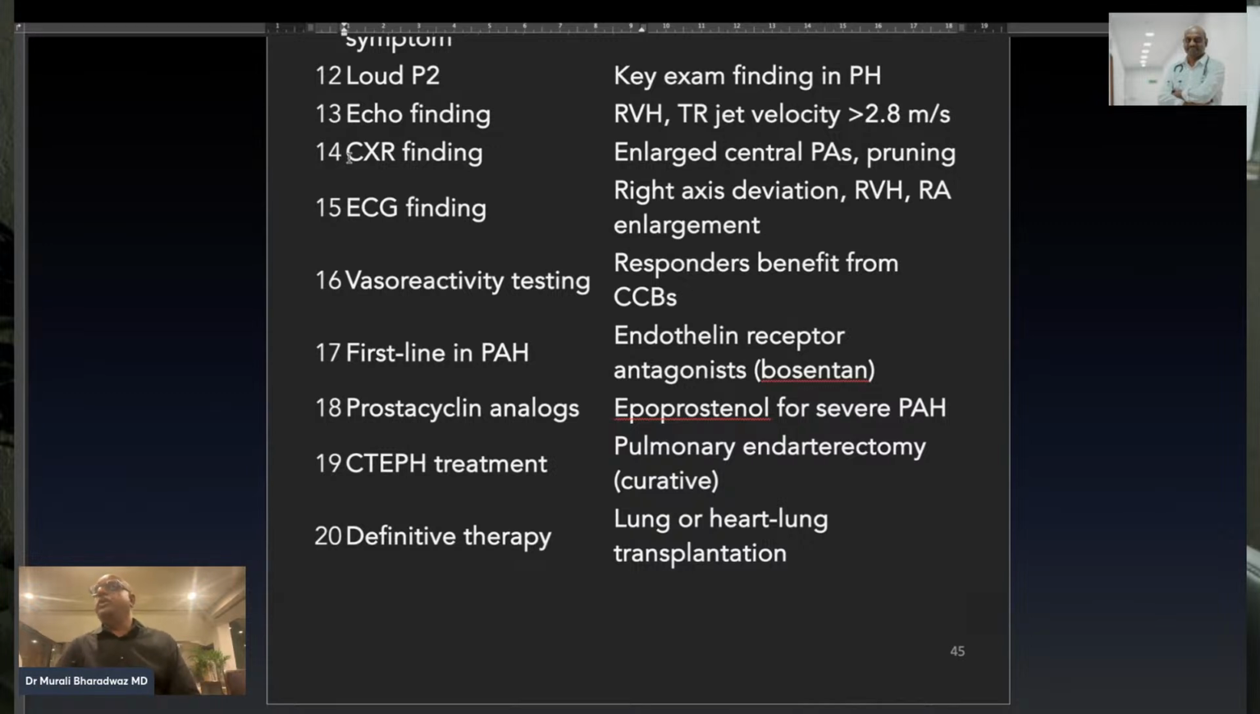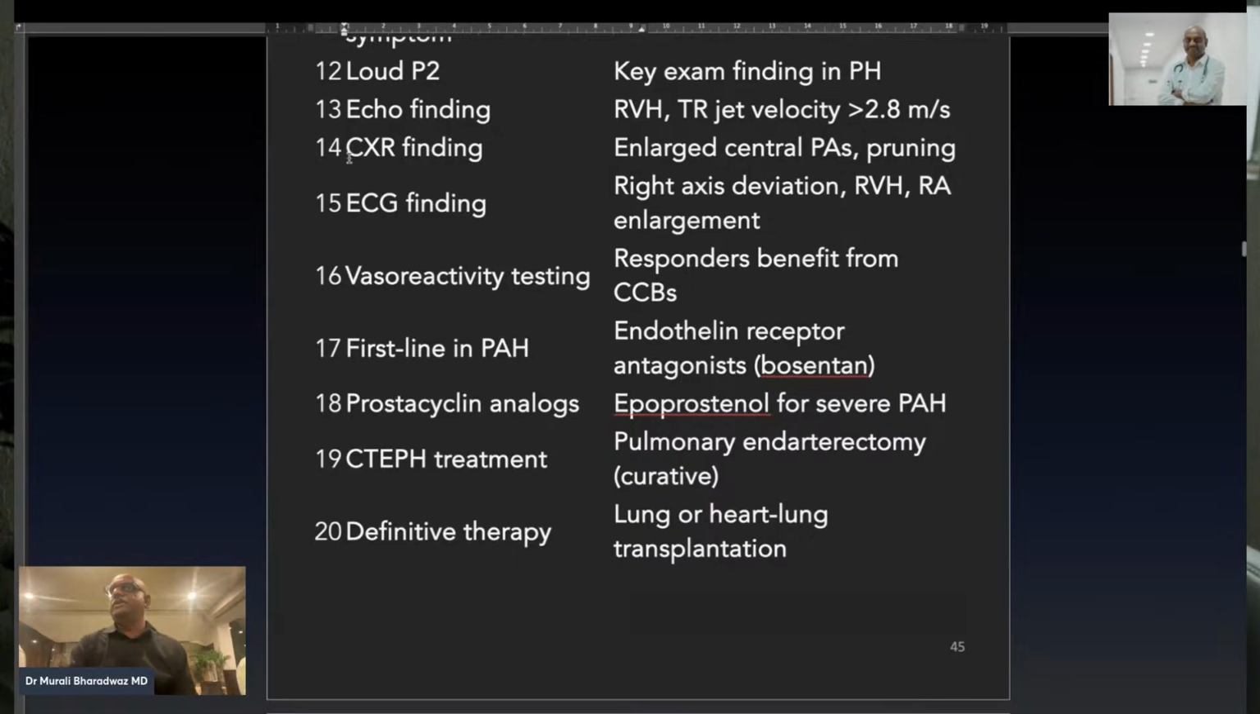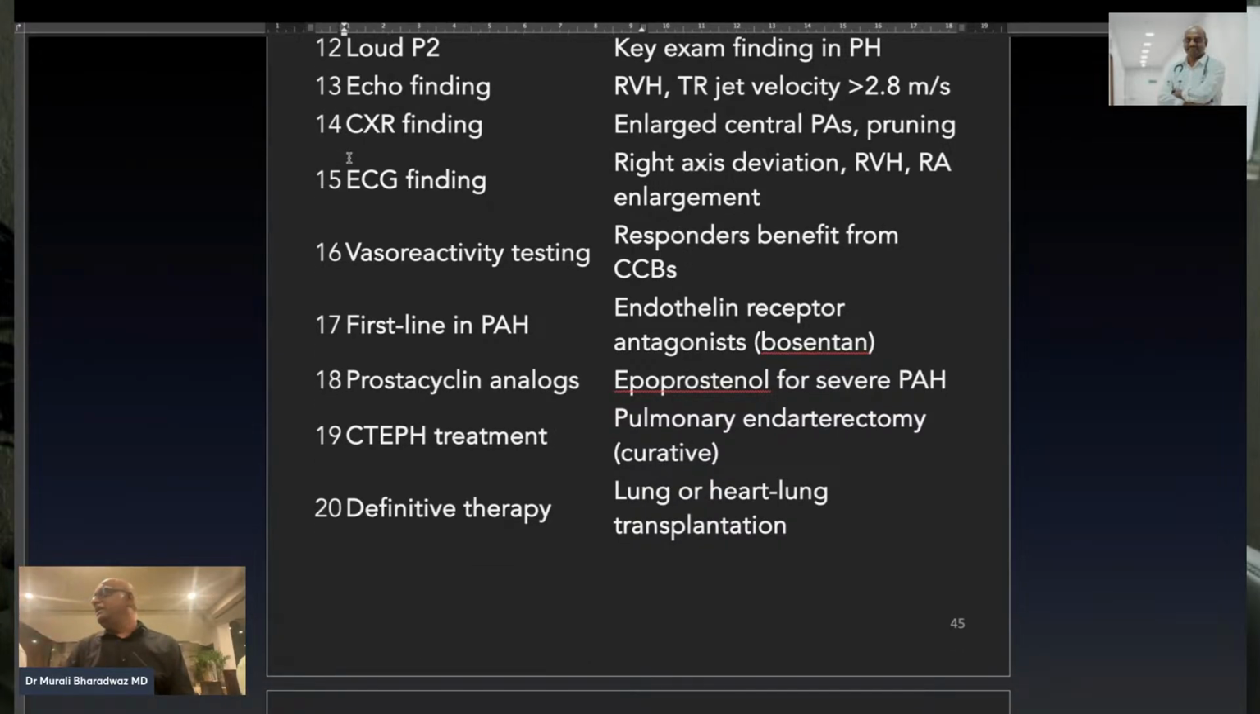Now, doctor, how do you treat pulmonary arterial hypertension? Endothelin receptor antagonist. Bosentan is the drug of choice. Surely epoprostenol for severe pulmonary arterial hypertension. Also, in such patients we give epoprostenol, we give bosentan, all these drugs, day in and day out medications.